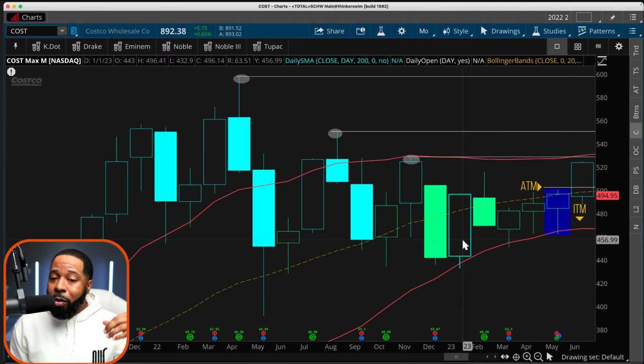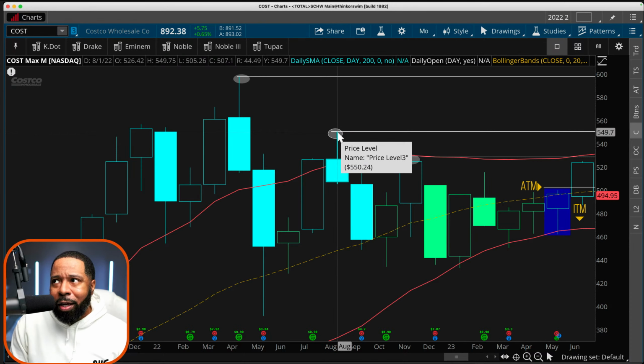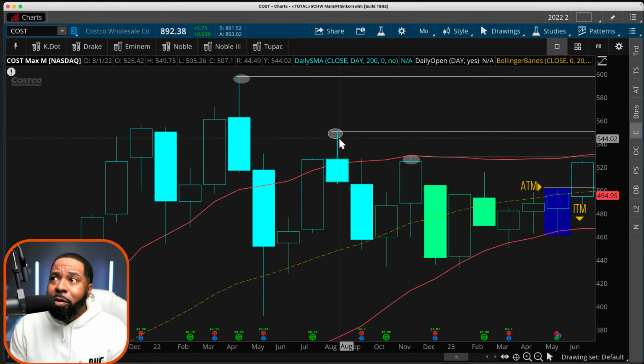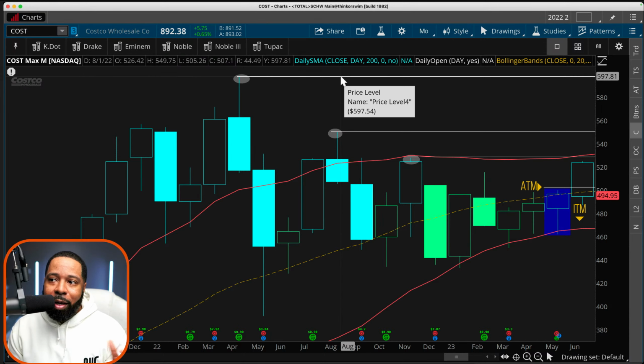Now, if we go out to 530, those are cheaper, but a lower probability of getting there. If we go up to 550, even lower probability. Those are even cheaper because it's further away. And again, if we go to the 600, even cheaper because it's further away. So hopefully that makes sense.